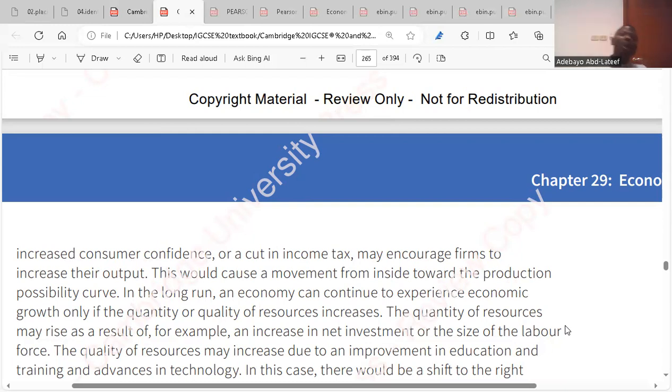Yes. But in the long run, if aggregate demand continues to increase, there must be new resources to be able to meet up with this increase in aggregate demand. That is the point they are making here. Do you get it? Yes. There will be movement towards the production possibility curve if there are still unused resources. But if aggregate demand increases in an economy, in the long run, to sustain it, firms must be able to increase the use of resources, not unused ones now.